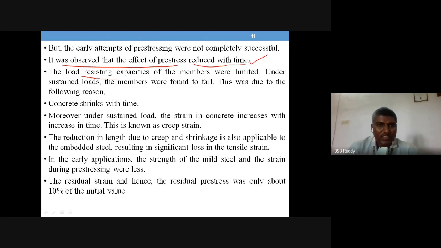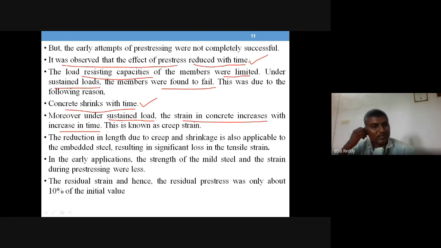And also the load resisting capabilities of the members were limited. Under sustained loads, the members were found to fail. This is due to the concrete shrinking with time, and the sustained loads, which are time-bound loads. Strain in concrete increases with increase in time. That is also known as the creep phenomenon, that you have studied in your reinforced concrete structures.